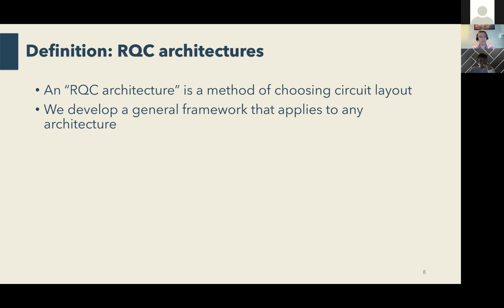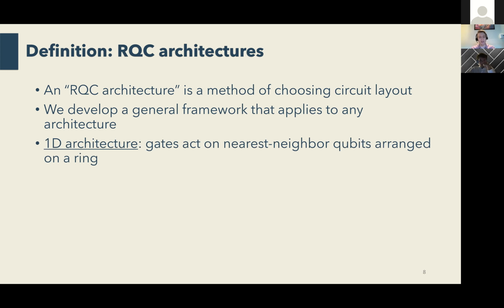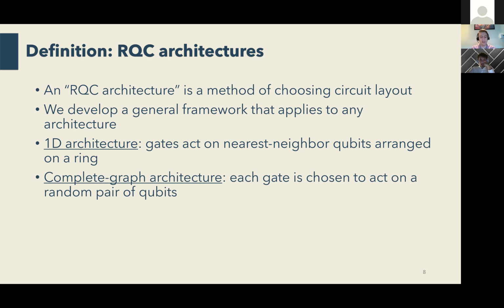But in particular, we study two architectures. The 1D architecture, where we arrange the qubits in a ring, and we apply gates on nearest neighbor pairs of those qubits. And secondly, the complete graph architecture, which can be thought of like this. Imagine you just have a bag of all the qubits, and you draw 2 qubits at random from the bag, and you apply a 2-qubit gate on them, and then you put them back in the bag, and you keep doing this at random. So every 2-qubit gate is on a random pair of qubits, and there's no sense of spatial locality in this system.